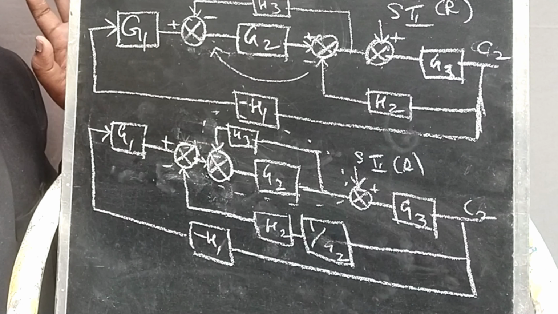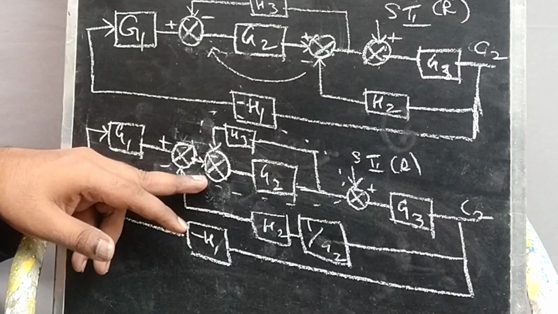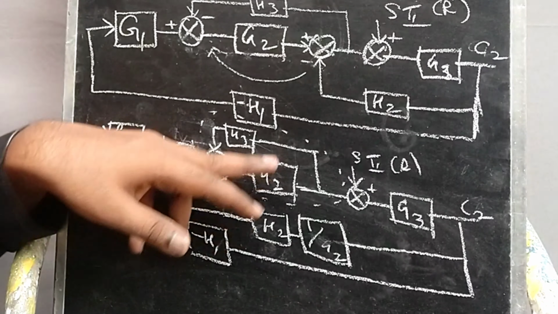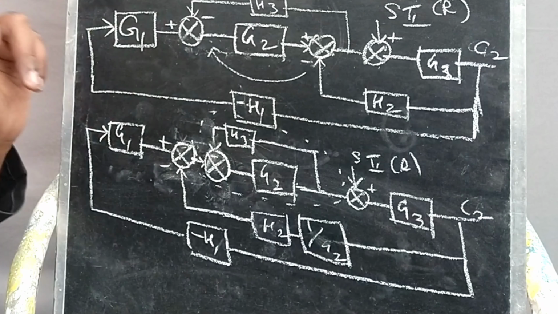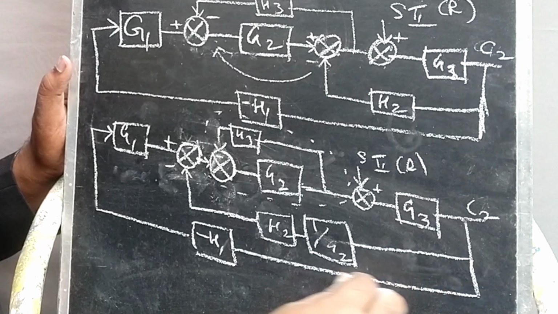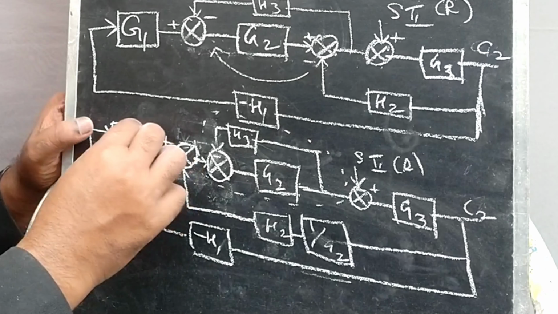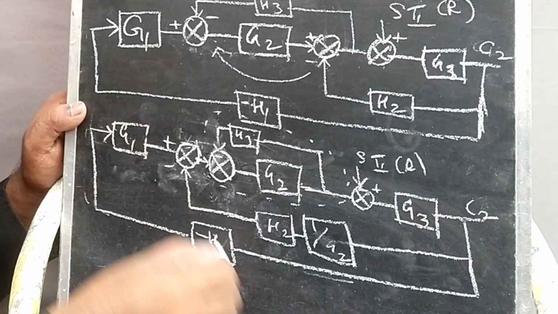That is the two things we are able to do. So the first thing, after interchanging the summing point, is to remove this particular feedback path and remove this cascade connection. At the same time, here it starts from one point and goes on to connect to this. This is also a cascade connection, that is G1 and minus H1. This is also a cascade connection.